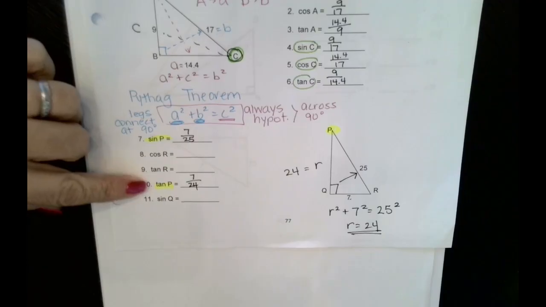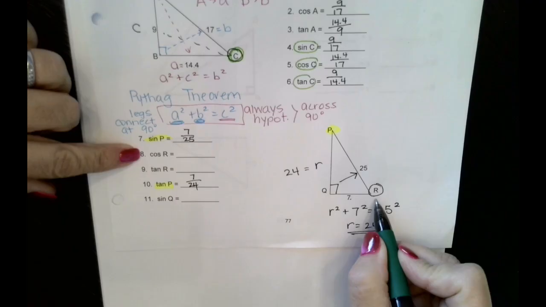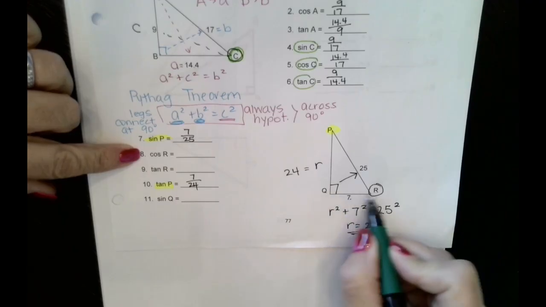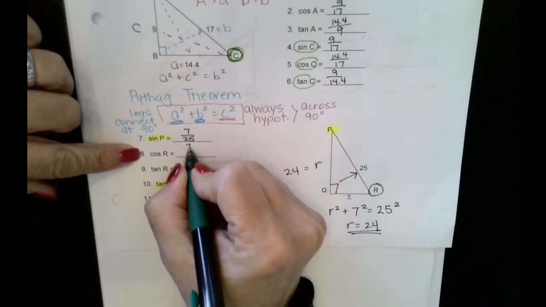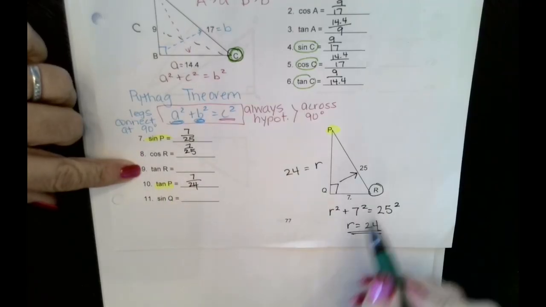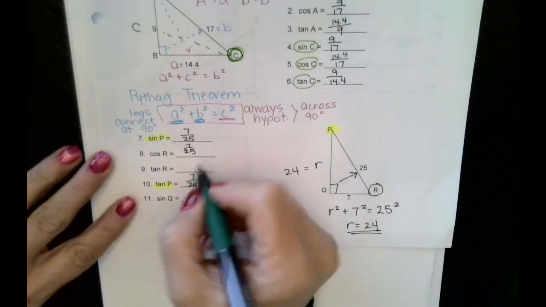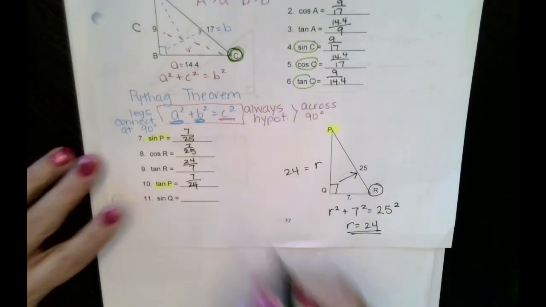Now I go to my angle R, that's this guy. For this angle R, cosine is adjacent over hypotenuse, so 7 over 25. And then tangent of R is going to be opposite over adjacent, so that value is going to be 24 over 7.